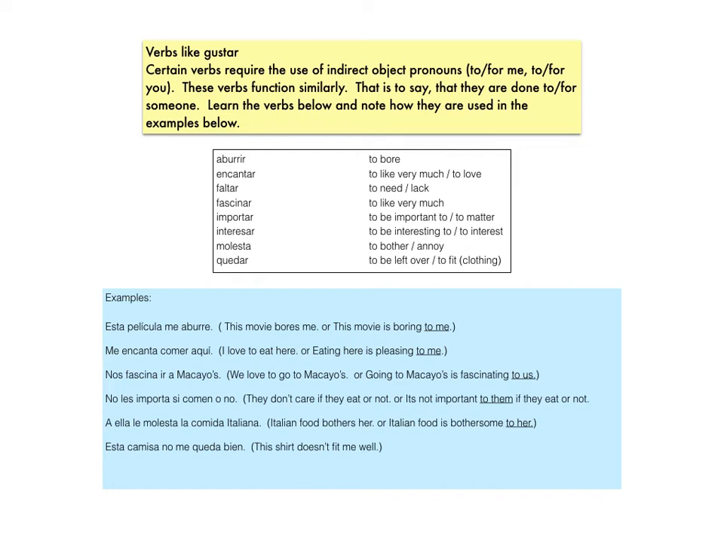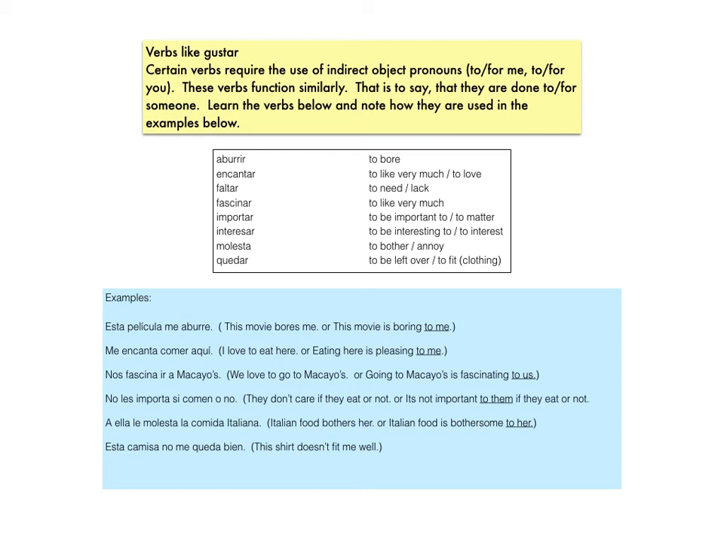The next example, no les importa si comen o no. They don't care if they eat or not. Or, it is not important to them if they eat or not. Okay, you kind of see how we can kind of play with the words a little bit as far as English goes, with our flexibility with using these indirect object pronouns. But in Spanish, it's pretty rigid. You have to use an indirect object pronoun with these particular verbs.